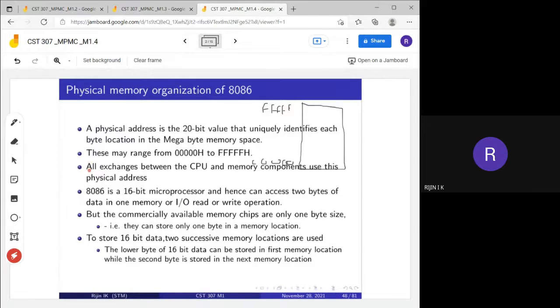So all exchange between the CPU and memory components uses this physical bus, and the 8086 is a 16-bit processor and hence can access 2 bytes of data in memory or in an IO read or IO write operation. The commercially available memory chips are only 1 byte in size, meaning they can store only 1 byte in a memory location. To store 16-bit data, 2 successive memory locations are used. The lower byte of 16-bit data is stored in the first memory location, and the second byte is stored in the next memory location.